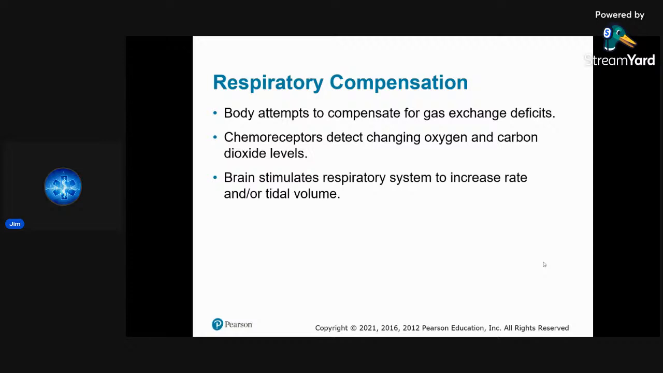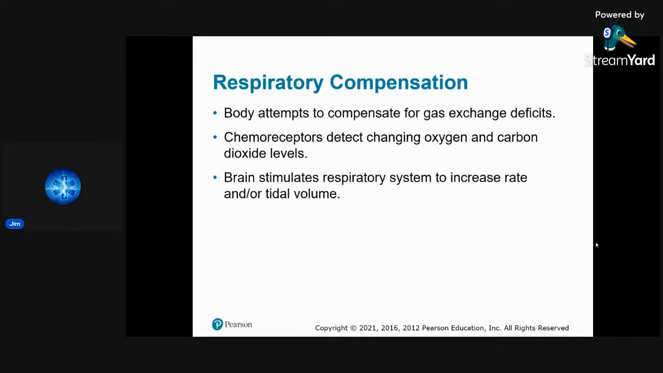Respiratory compromise. Your body's going to attempt to compensate, right, for this gas exchange deficiency. You've got chemoreceptors in your brain that will detect that oxygen and carbon dioxide levels are off. So what it's going to do is make you breathe more, or increase your tidal volume. You're going to breathe deeper. If I need more oxygen, first thing my brain's going to do is say, hey, I need a little more oxygen, so I'm going to bump up the respiratory rate. And maybe I may even take deeper breaths.